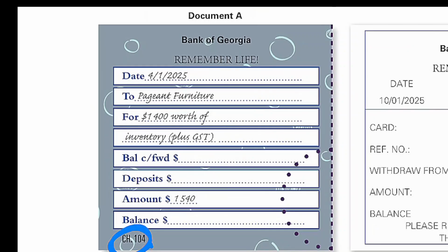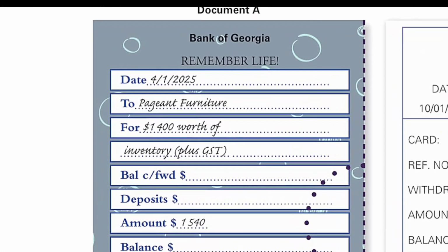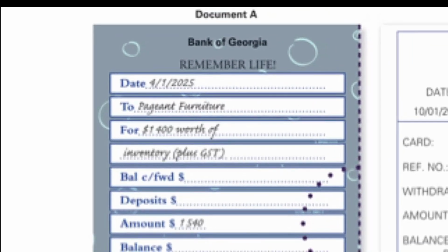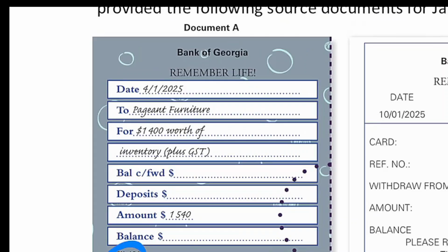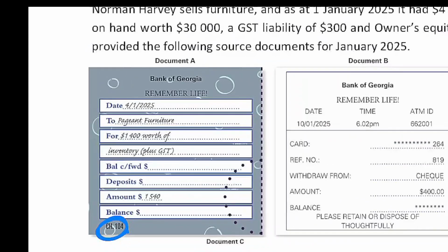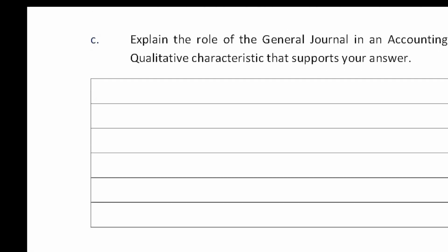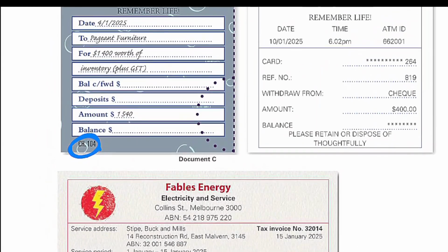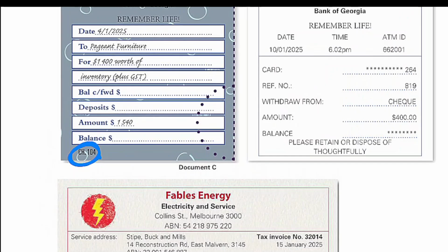Anybody who didn't see 104, because actually some of your photo of the document is not clear, so it is 104. So you have to write that. If you were to write the narration, that's what you do. You know what narration is?